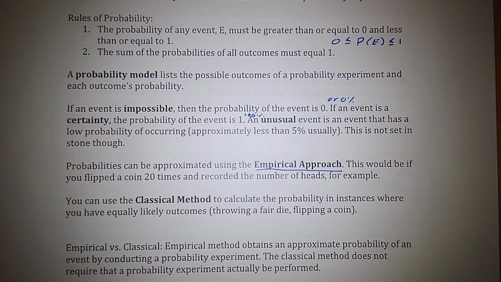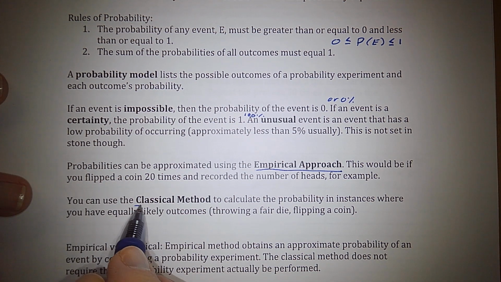The empirical approach would be used if you flipped a coin 20 times and recorded the number of heads, for example. So if I flipped a coin 20 times and let's say I got 11 heads out of 20, then the probability of the next coin being a heads is going to be 11 out of 20, which obviously is slightly more than 50%.